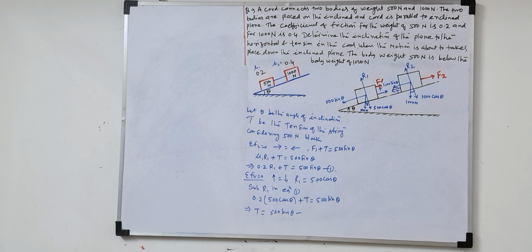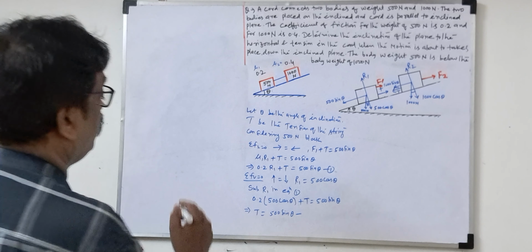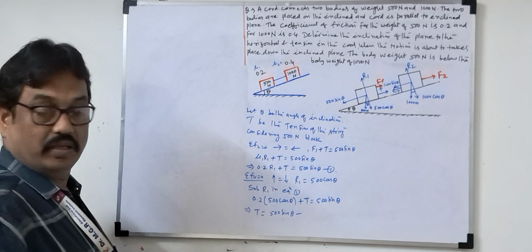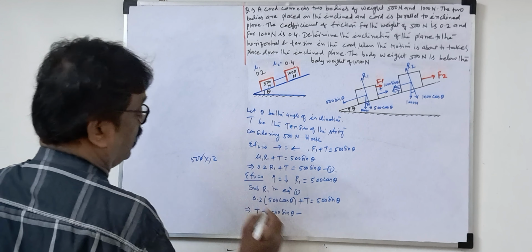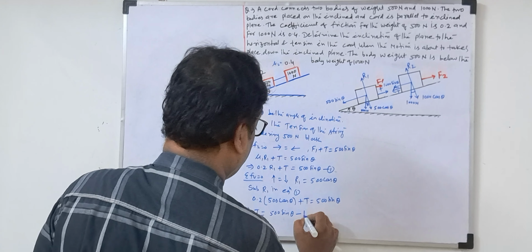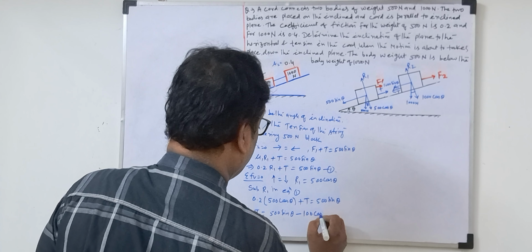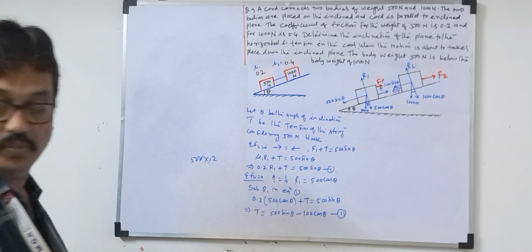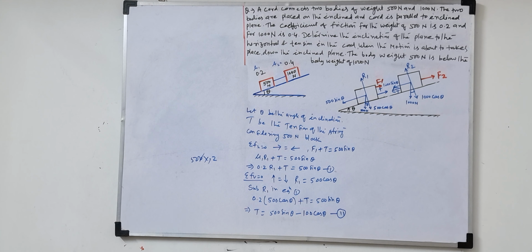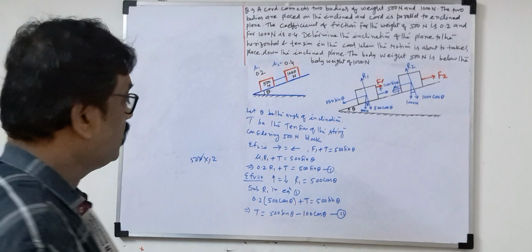How much is 500 into 0.2? It will come to 100. So it will come 100 cos theta. Give this equation number 2. So this is the one tension we got.